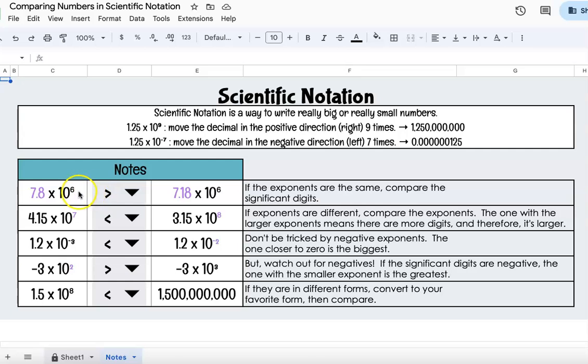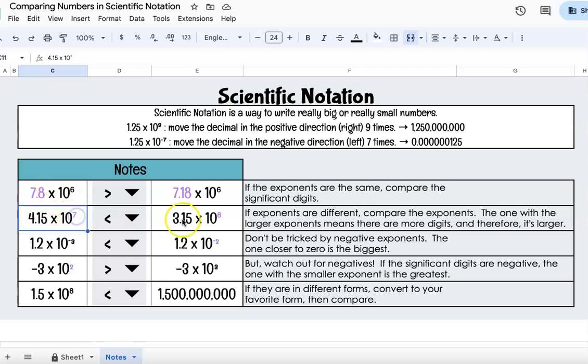So if you happen to have the same exponent, so for both of these we have a 6, then you're going to compare the significant digits, or sometimes we also call that the coefficient. And for this one, 7 8/10 is bigger than 7 18/100. Kind of think of it as $7.18 here, $7.80 on the left. So this one would be bigger. So the alligator is going to eat that bigger number.